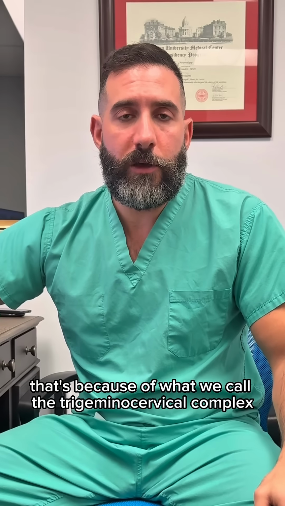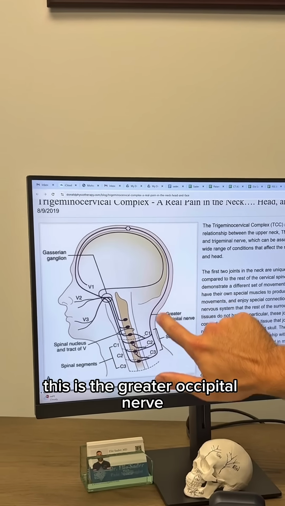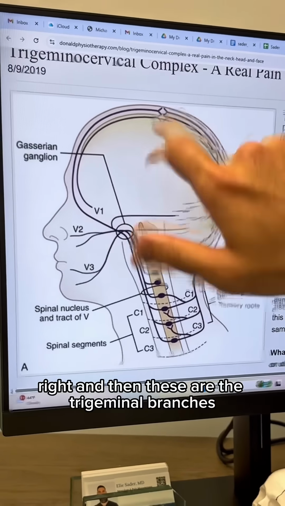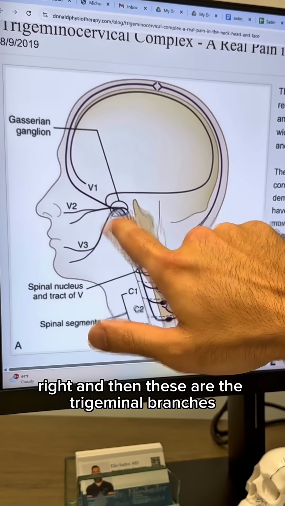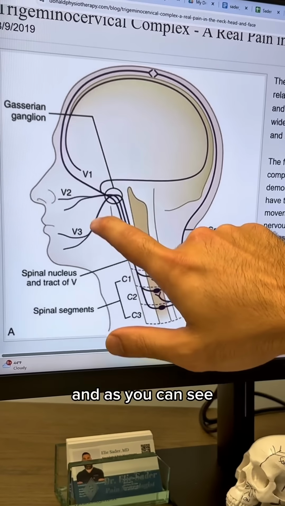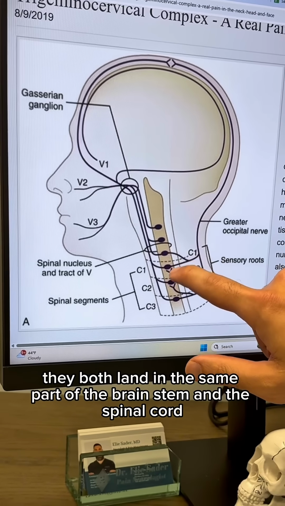That's because of what we call the trigeminal cervical complex. This is the greater occipital nerve, right, which is coming from the cervical spine, from the C2 and C3 region, right? And then these are the trigeminal branches, V1, V2, and V3, which are obviously innervating the face. And as you can see, they both land in the same part of the brainstem and the spinal cord.